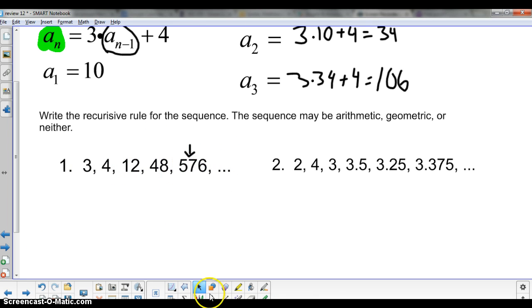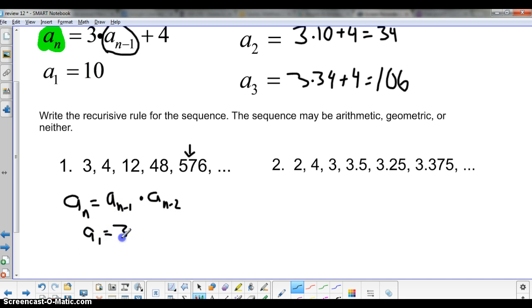Now, in order to write that as a recursive rule, you're going to have to use the correct notation. A sub n is equal to the previous term multiplied by the one 2 back. And so n minus 1 is the previous term, and n minus 2 is 2 back. I also have to tell you what those starting terms are, because without this, you would have no clue if it was 3 or 4, if it was 100 versus 200. You need to know those terms.